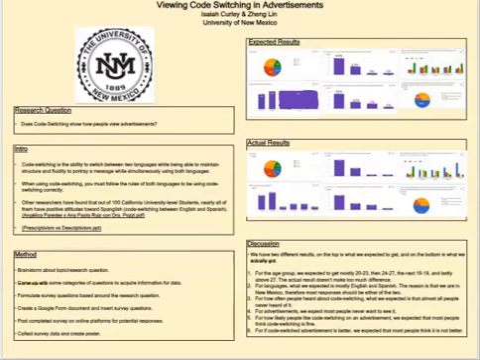Good afternoon. My name is Isaiah Curley, and my partner is Sang Lin, and we are viewing code switching in advertisements. Our research question is, does code switching show how people view advertisements?